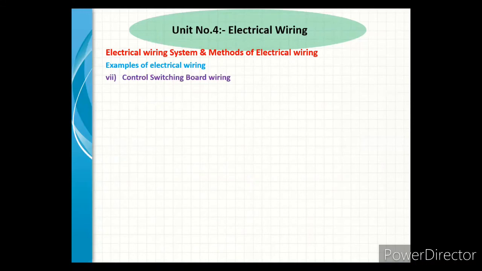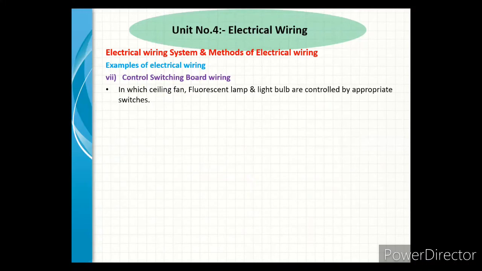The seventh example is control switchboard wiring, in which a ceiling fan, fluorescent lamp and light bulb are controlled by appropriate switches.